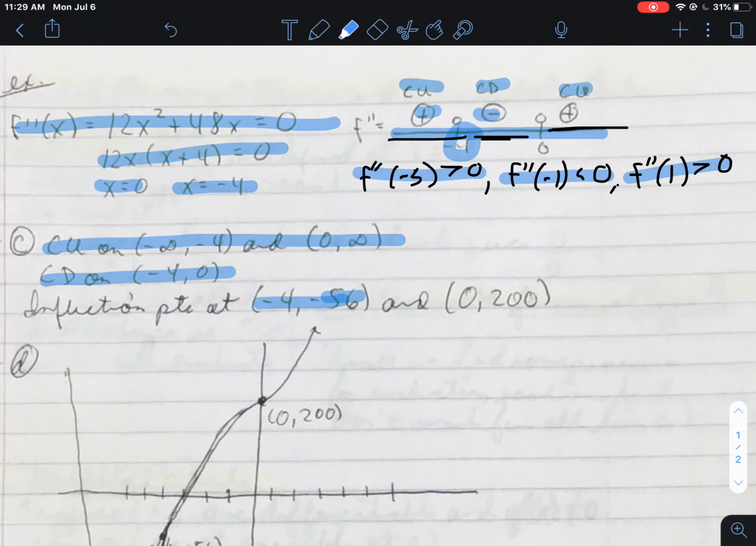Specifically, we know we're changing from concave up to concave down there. We also have an inflection point at 0 because we are changing from concave down to concave up. And if you plug 0 back into the original function, you will get 200.